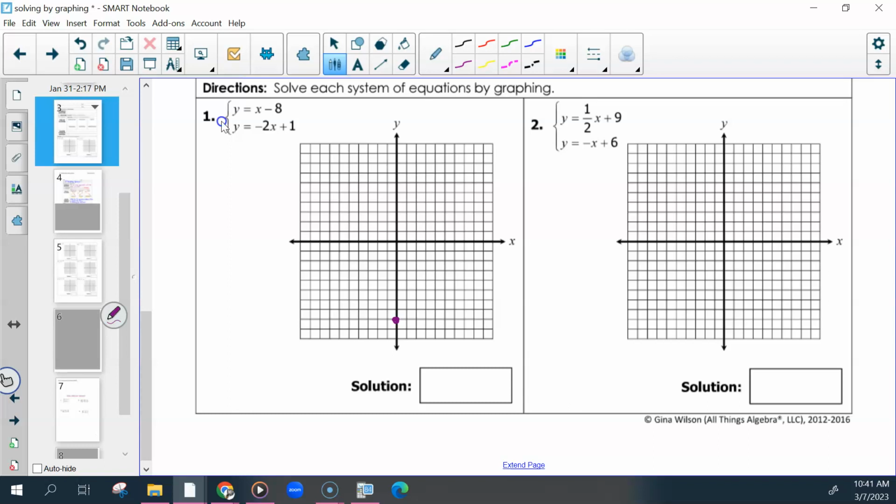And then what's our slope? So look for the number in front of x. What's our slope? 1. You're going to go up 1, right 1 as many times as possible. Fill up your graph. And then down 1, left 1 as many times as possible. Fill up your graph. Draw a line through all of your points. And make sure your line has arrows.